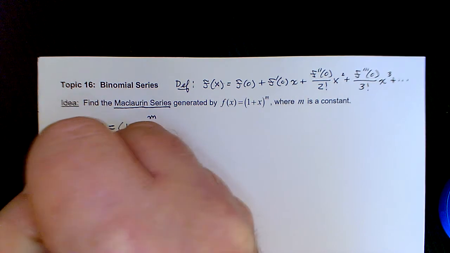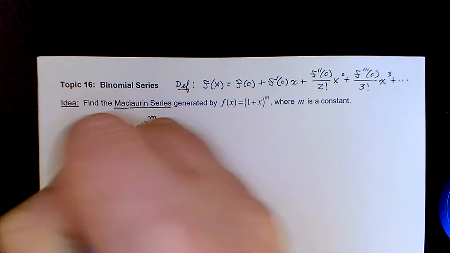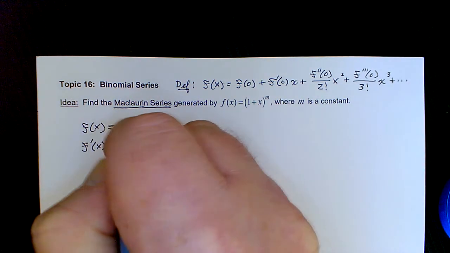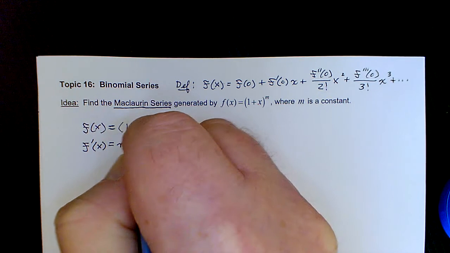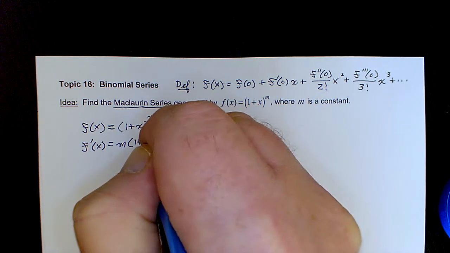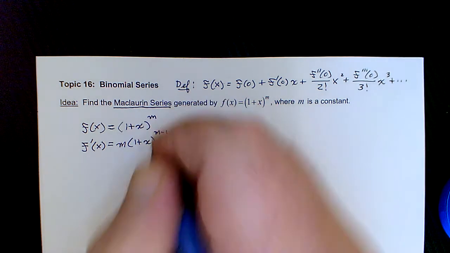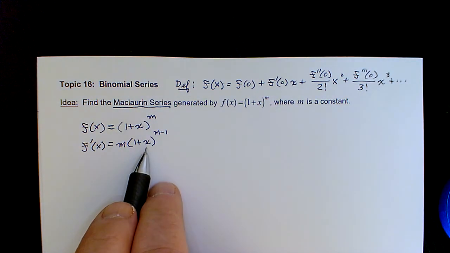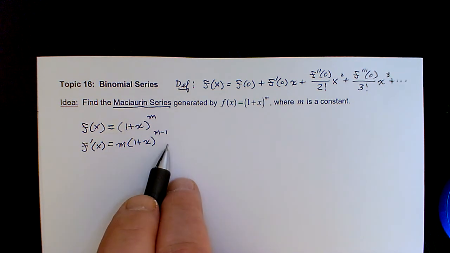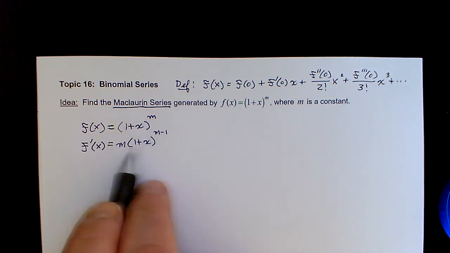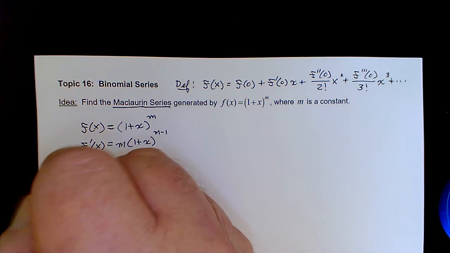If we were to differentiate, f prime of x would be m swung down, times the same quantity to the power 1 less than m, which is m minus 1. And then the derivative of what's inside, with respect to x, is just simply 1, so it's not necessary to write it. So that's our general power rule to differentiate.